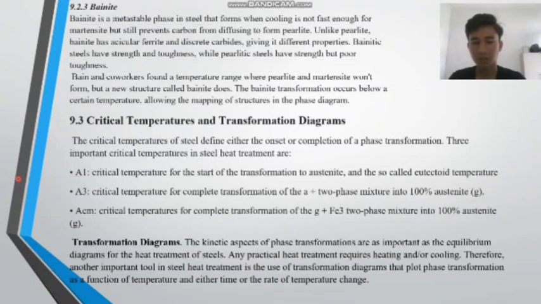Transformation diagrams. The kinetic aspects of phase transformation are as important as the equilibrium diagrams. For the heat treatment of steel, any practical heat treatment requires heating and/or cooling. Therefore, another important tool in steel heat treatment is the use of transformation diagrams that plot phase transformation as a function of temperature and either time or the rate of temperature change.